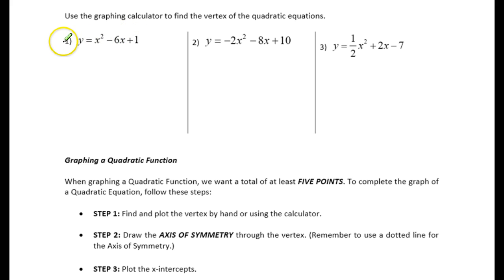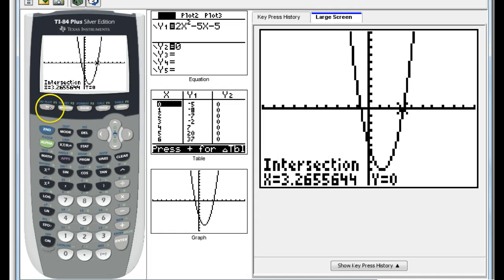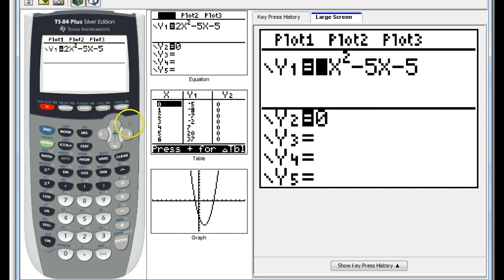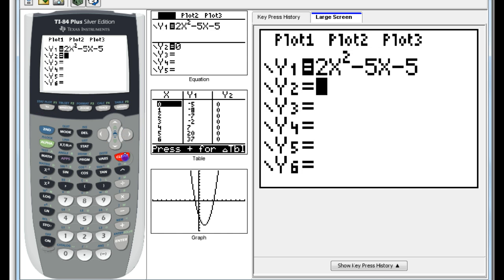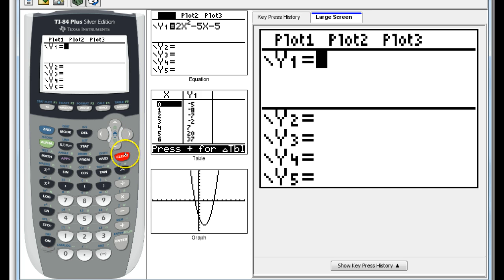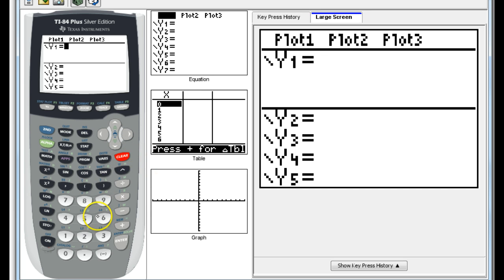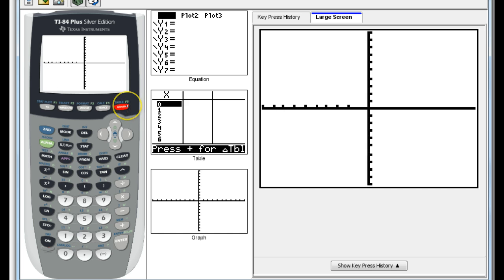Alright, so on the next page, the first equation is y equals x squared minus 6x plus 1. This is in standard form, so we can just go put it into our calculator. Alright, so let me go over here. Let's clear out all this other stuff we have. Alright, so the first equation is x squared minus 6x plus 1. And we're going to graph it. Let's take a look at how our parabola looks.